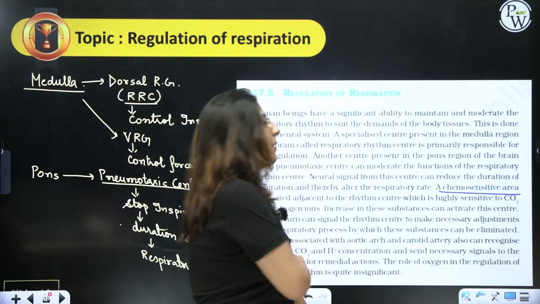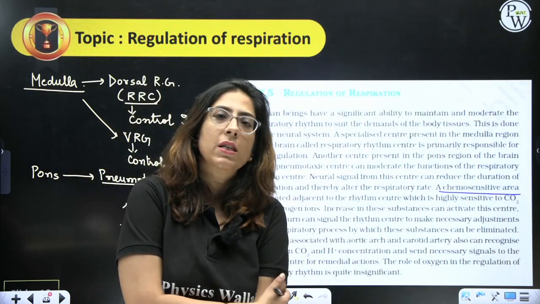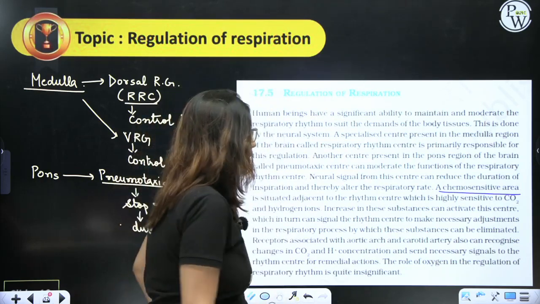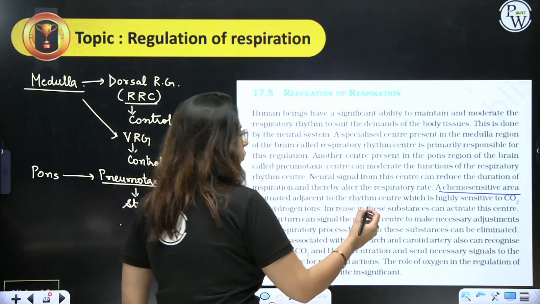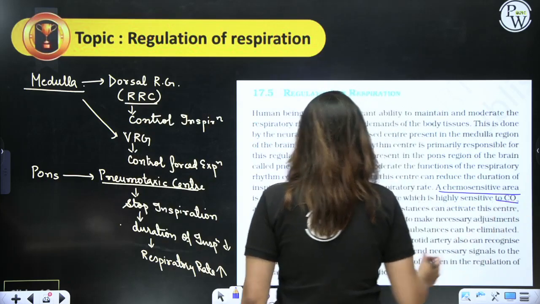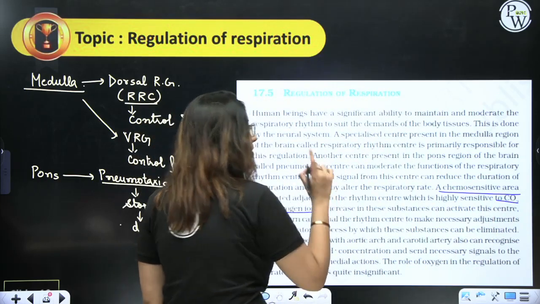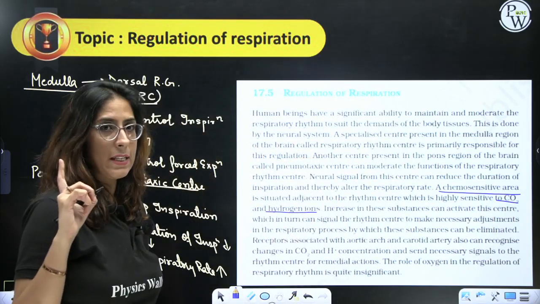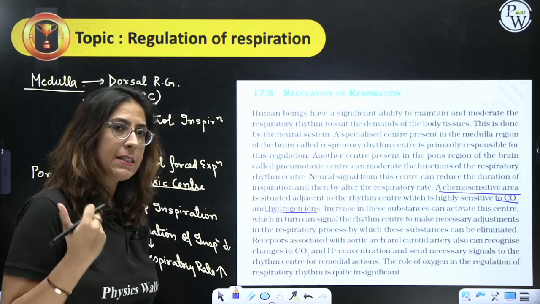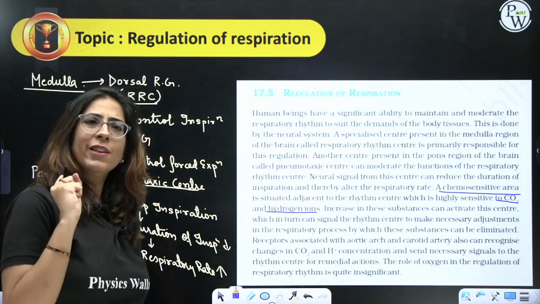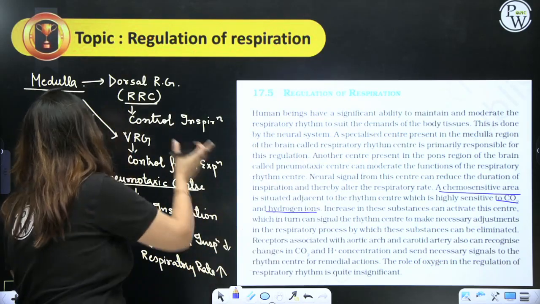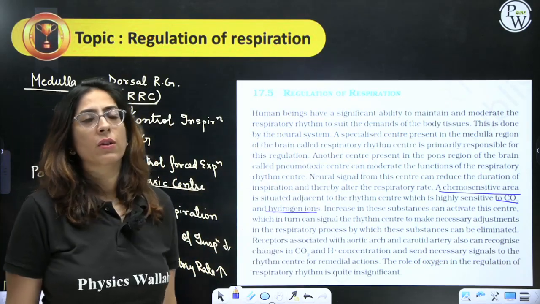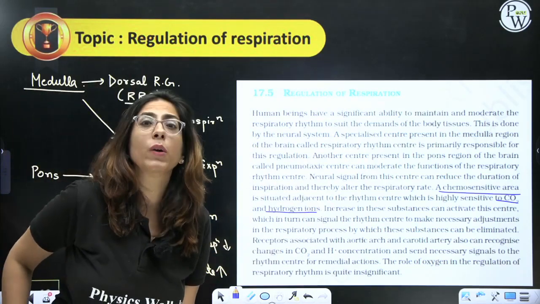These chemosensitive areas are present in the aorta and carotid arteries also. They are sensitive to what? Carbon dioxide and hydrogen ion concentration. They are not sensitive to oxygen. Whenever they detect any increase in carbon dioxide or H plus ion concentration, they will easily detect it, and they'll send the signal to the medulla region.